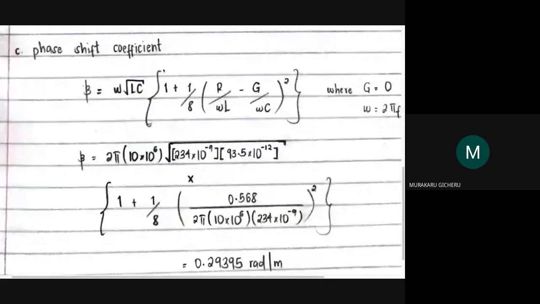might look a bit terrifying. Back up what it is that I did up there. You see this curly brace, this 1 plus an eighth into R of omega L minus G of omega C squared. When you do that math, including the whole R thing, this bracket equates to 1.000 something. So that approximates to 1.